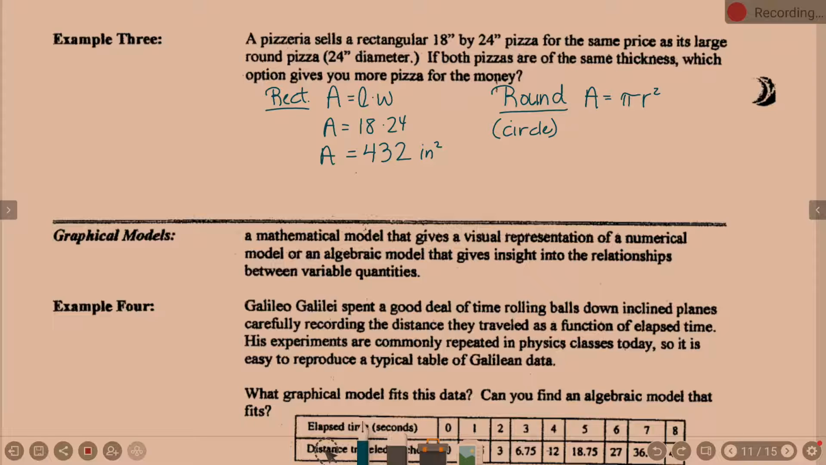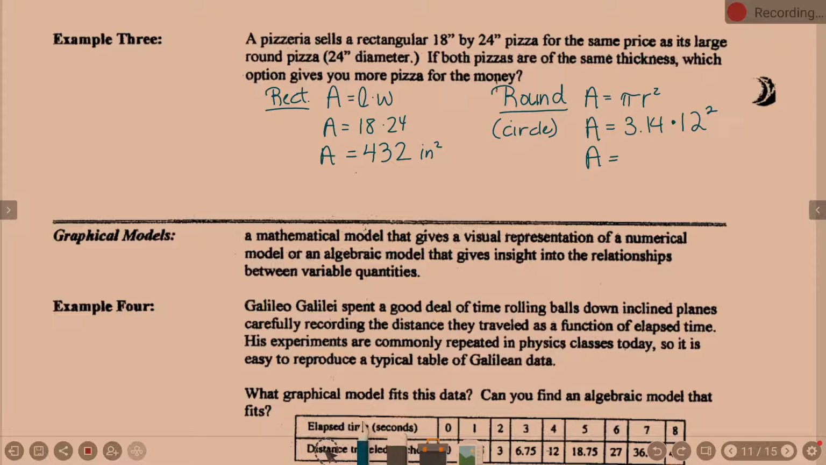What is pi? Approximately 3.14. Radius, r. What's my radius? 12, and it's going to be 12 squared. Is 12 squared 24? No. Silly question, but it's a question I have to ask.